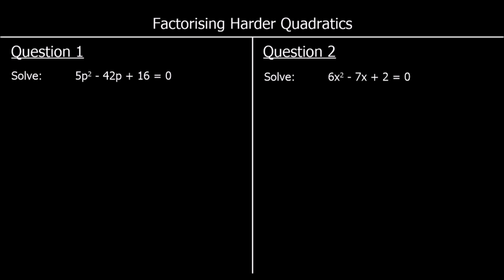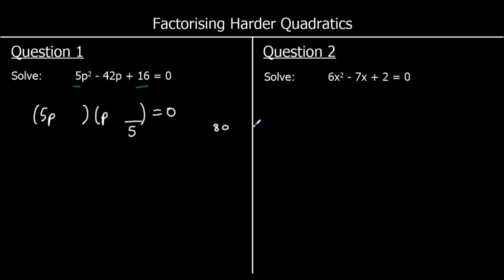So let's have 5p in one bracket, p in the other bracket, and we're going to divide one of the numbers by 5 because we're going to multiply by 5. So we're going to undo the multiplication by division. So a times c is 5 times 16, which is 80.